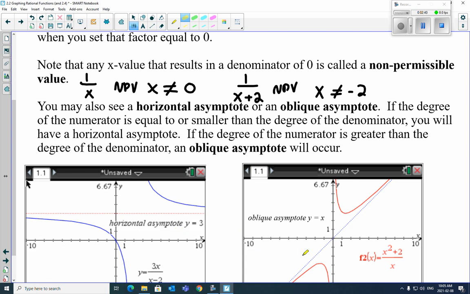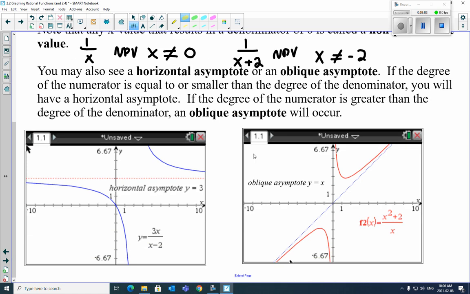Now, an oblique is just another fancy word for a line going from the bottom left up to the right, or going from the top left down to the bottom right, right? It's just an oblique asymptote. So if the degree of the numerator is equal to or smaller than the degree of the denominator, right? If they're exactly the same, you get a horizontal asymptote. If the degree of the numerator is greater than the degree of the denominator, you get an oblique asymptote. And again, like I said, don't stress too much about this right now. The rules are going to be really clear in 2.3. This is just kind of a pre-lesson to that whole thing.